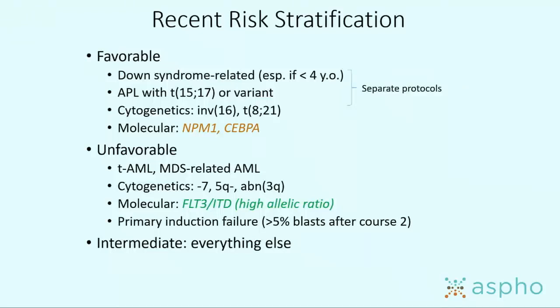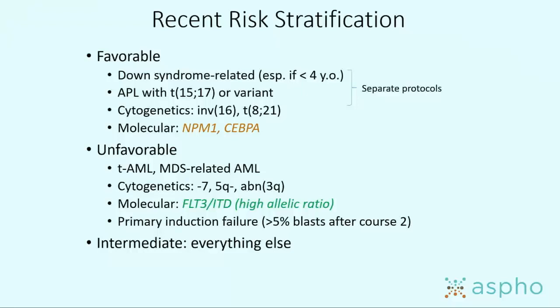The core binding factor leukemias, the inversion 16 and the 8;21, are favorable and are treated separately, which I'll talk about in a moment. And then there are molecular abnormalities that are not evident on cytogenetics, nucleophosmin and CEBP alpha mutations, that are favorable. The unfavorable: therapy-related AML and MDS-related AML are unfavorable.